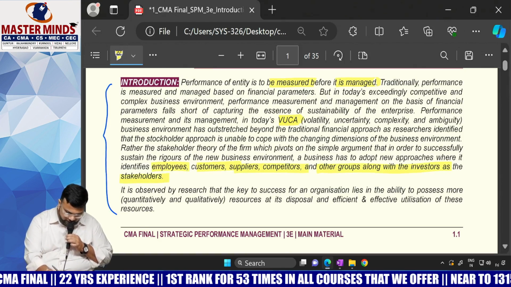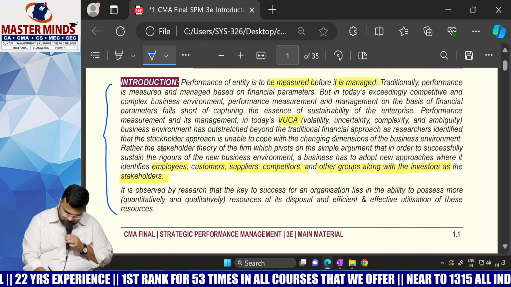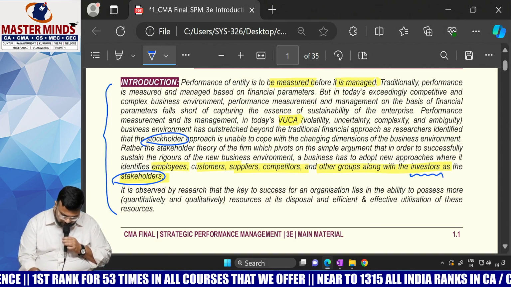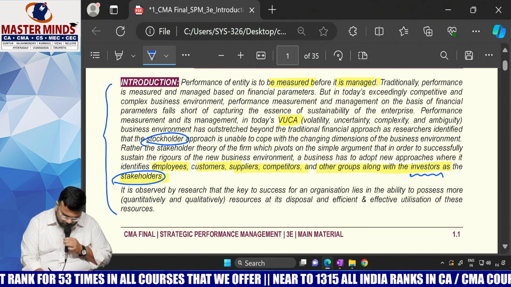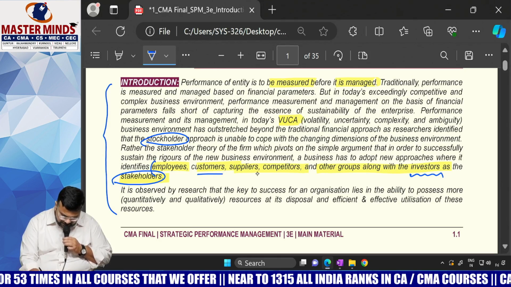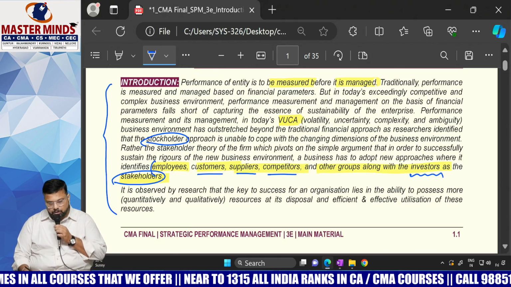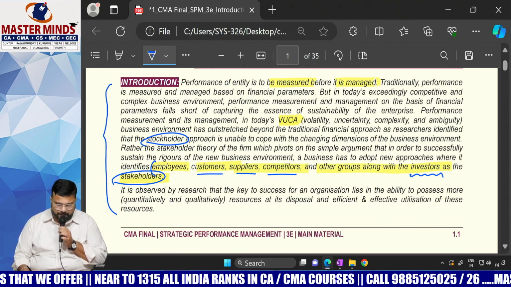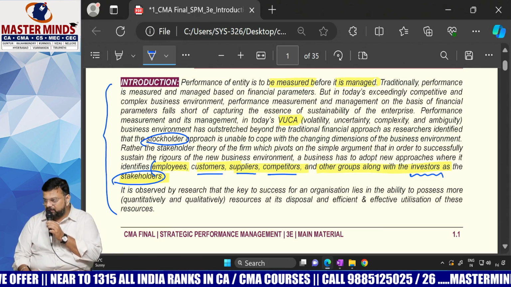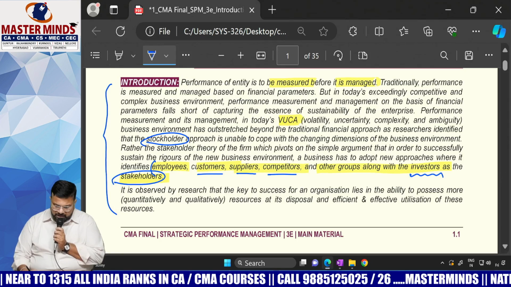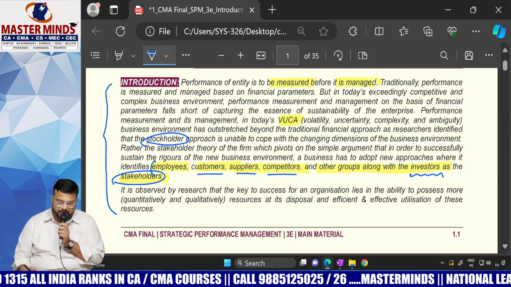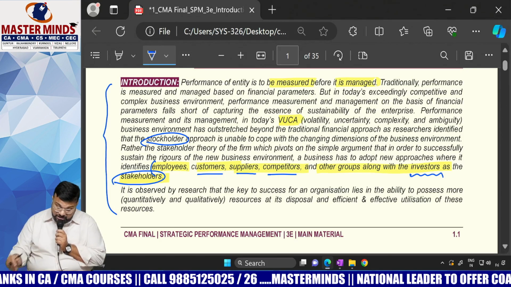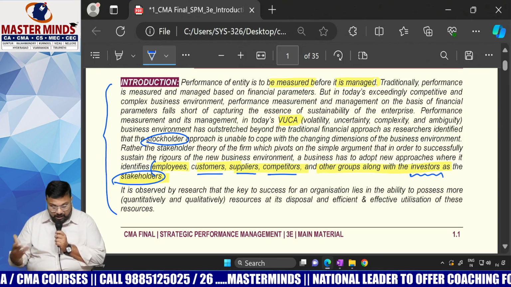Yes, Nana. So that means we need to shift from stockholder to stakeholder. We are not only concerned about investors, but we need to understand and focus also on our employees, customers, suppliers, competitors, because all these factors affect our business. Yes, investors are the most important factor, but apart from investors, employees also affect our business. Competitors also affect our business. Customers and suppliers also affect our business. So we need to take all these factors into consideration while measuring the performance of a company.